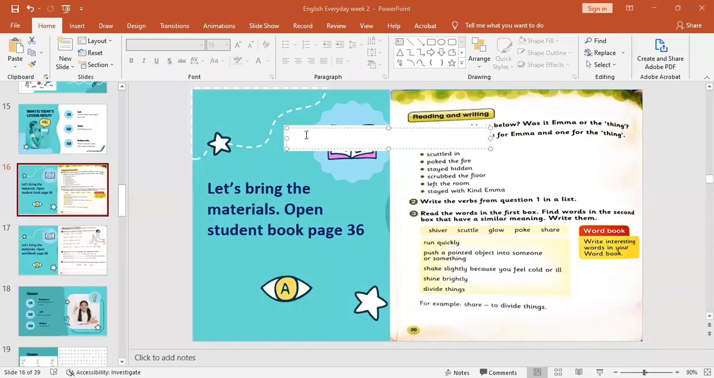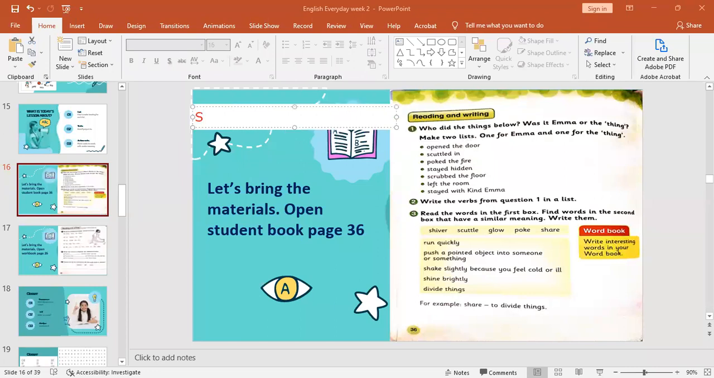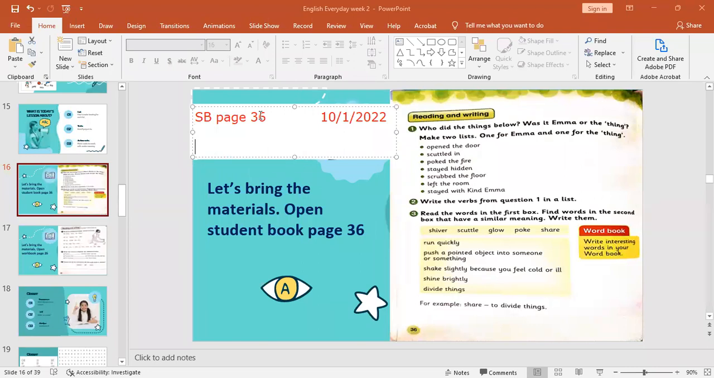So this is how I'm going to make the list. First of all, remember to write the page of the student book, so it will be page 36. Then go ahead to write today's date, which is 10th of January 2022. I'm going to be answering number one, and we are making two lists.